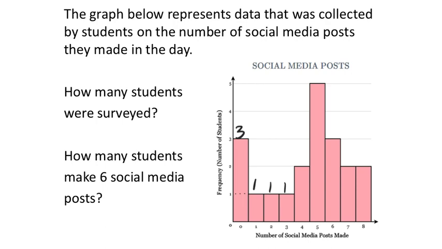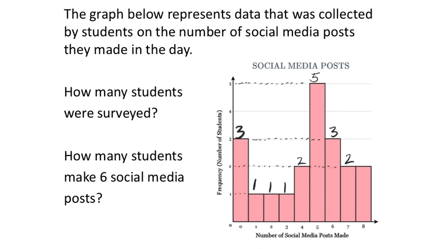The next bar for 4 social media posts, it appears, just following this over, 2 students made 4 social media posts. Now over to 5, which we've already done, but I'm still going to do it again. So again, I'm just going to follow the top of that line over here to 5. 5 students made 5 social media posts. And then for 6 social media posts, again, I just follow this line over, and it is aligned with the 3. So 3 students made 6 social media posts. And now for 7, again, I just follow this line over.